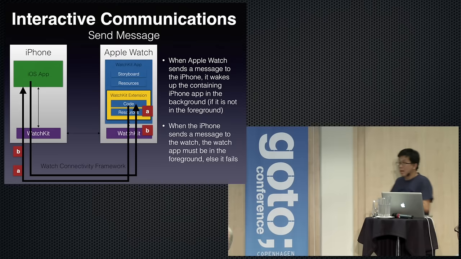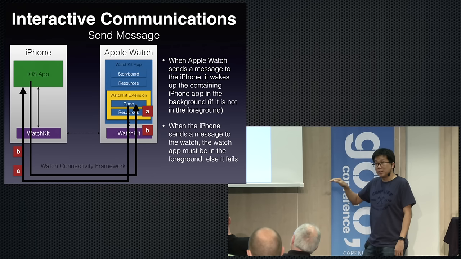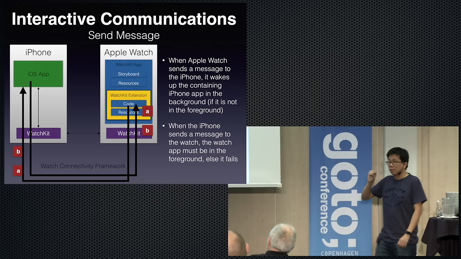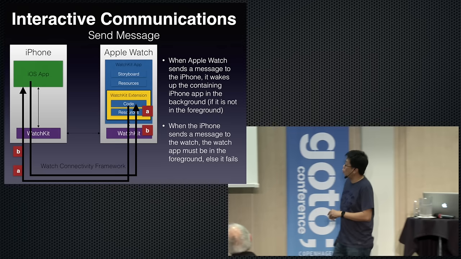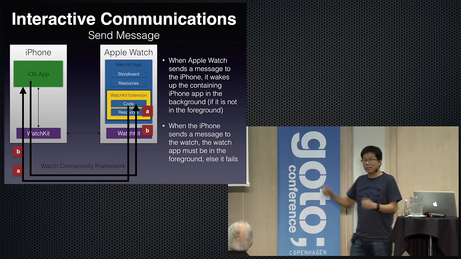Why? These are the two scenarios that can happen. When the Apple Watch sends a message to the iPhone, and if your iPhone app is in the background or it is not even executing, it will automatically execute your iPhone app in the background. And you can actually do a lot of interesting things like home automation, stuff like this. But when the reverse happens, if the iPhone sends a message to the watch and the watch app is not running, the communication will just fail. So in this case, you see that the Apple Watch has got higher priority.